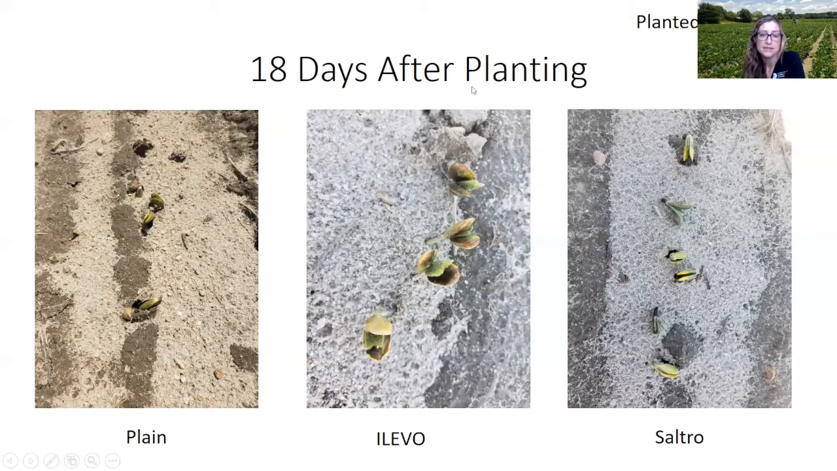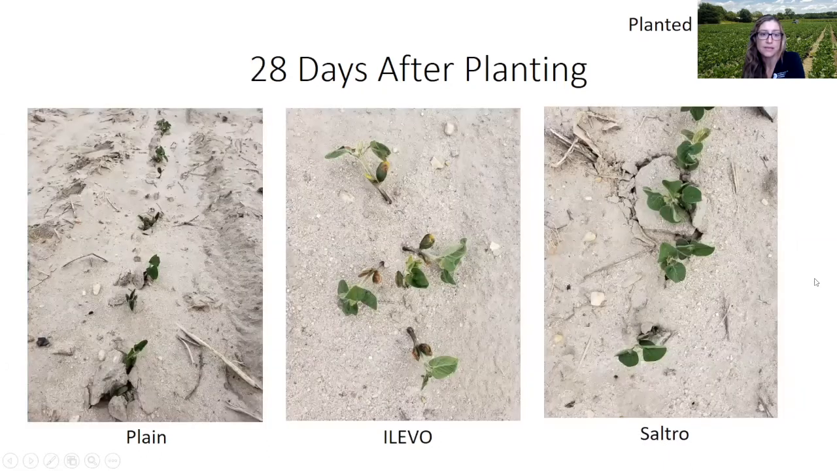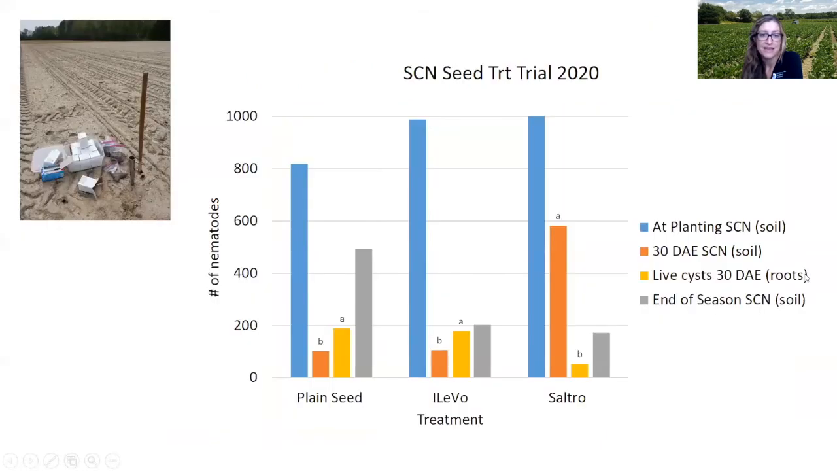You can see here, this is 18 days after planting. We've got our plain seed over on the left, Olivo in the middle, and Saltro on the right. And this was from some April planted beans. 28 days later, you can see that these plain seeds are still trying to crack out of the ground, while our other treatments are pretty much out and happy. And this particular year, when we planted in April, this really put these beans through the ringer because there was some crusting, and there was a frost that happened late that year, that May 10th frost. So they really were challenged.